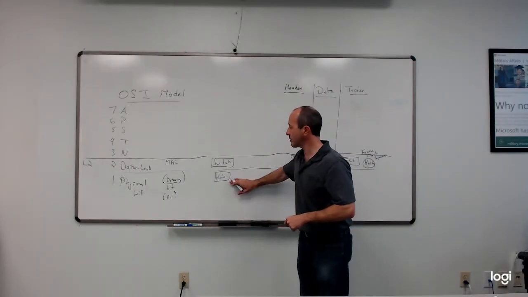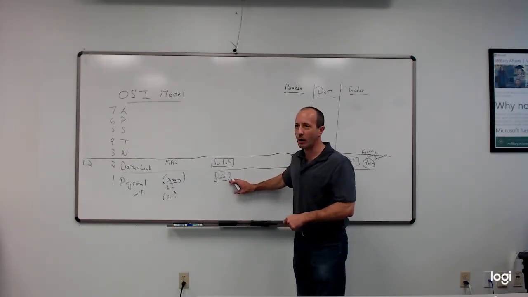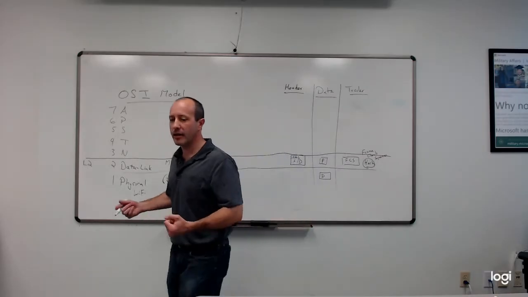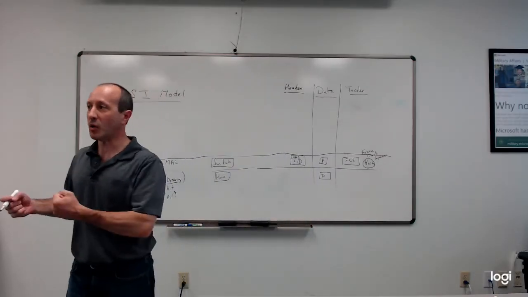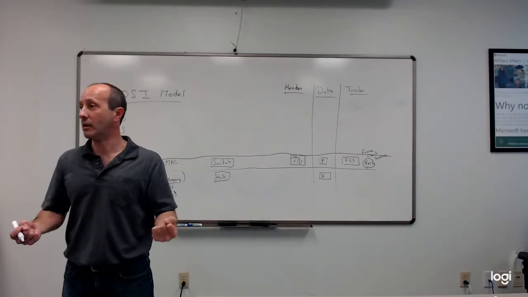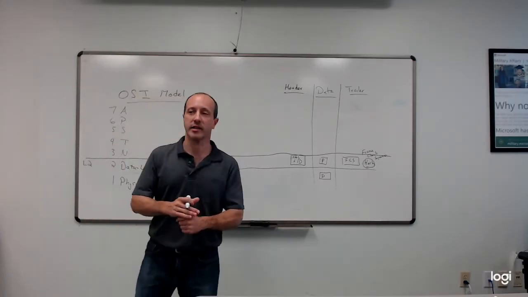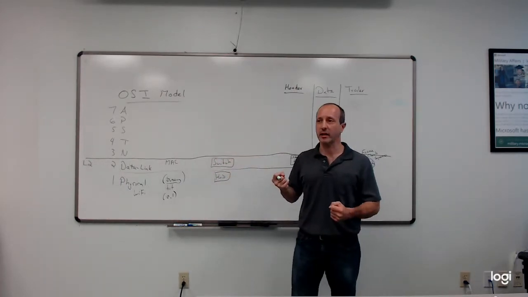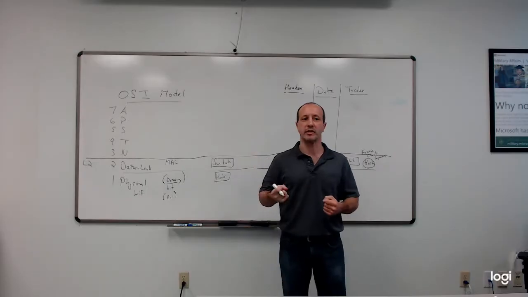But at the physical layer, we have what's called a hub. And a hub is just a device that you plug things into in order for one machine to talk to another machine. And that's it. It doesn't understand any addressing. It just receives data and sends data, kind of just repeats it.